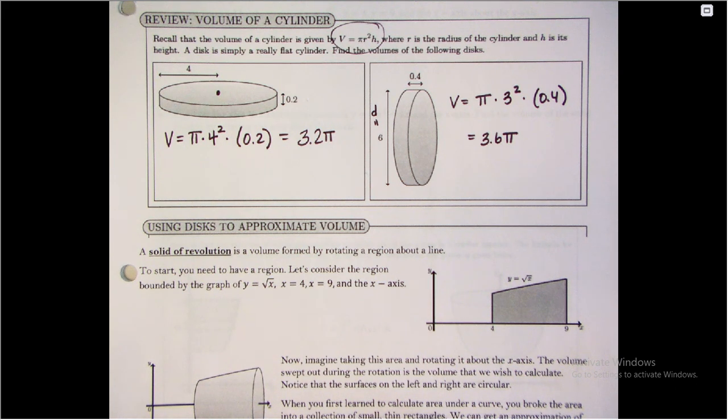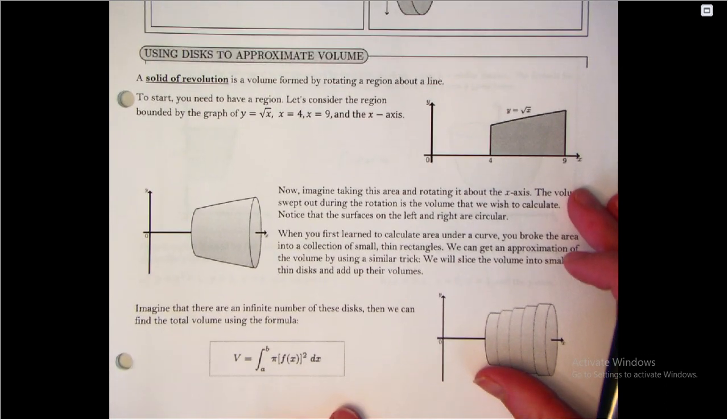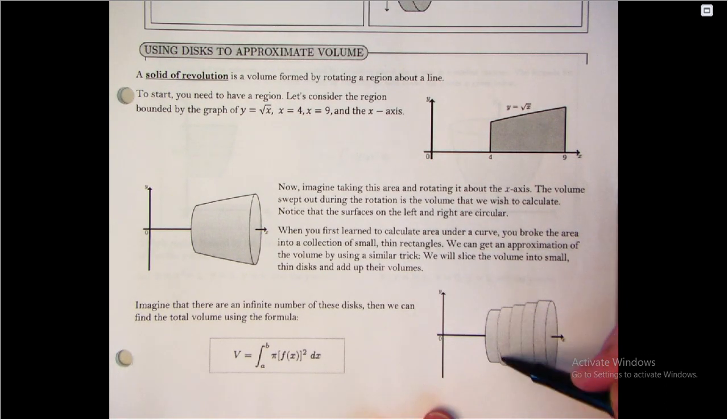When you first learned to calculate area under a curve, you broke the area into a collection of small, thin rectangles. We can get the approximation of the volume using a similar trick. We can take this three-dimensional solid of revolution, and we can imagine slicing it, just like this picture down here, into not rectangles, but cylinders. And that is where our formula comes from.